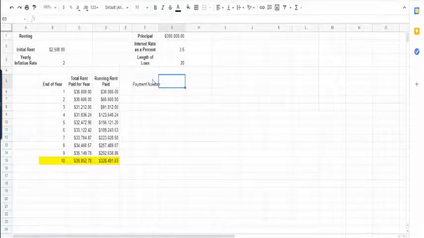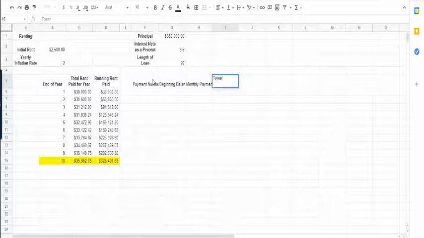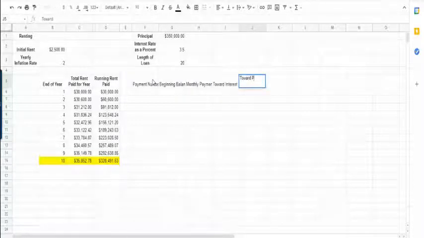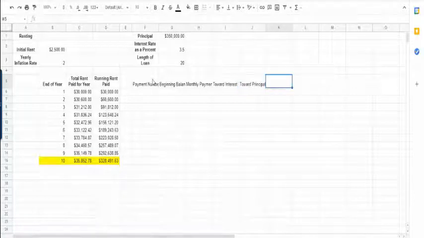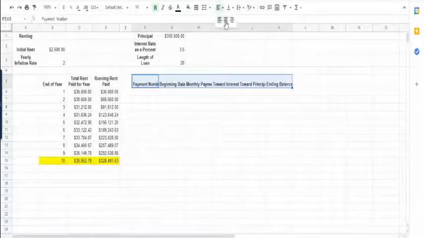Now, what information do we want to know? We want to look at your payment number. Is this the first payment, third payment, fourth payment? We want to look at our beginning balance, our monthly balance, our monthly payment. We want to look and see how much money is going towards interest. We want to see how much of that money is going towards principal. And we want to know what our ending balance is. So formatting these, I am going to bold, center, and wrap text.